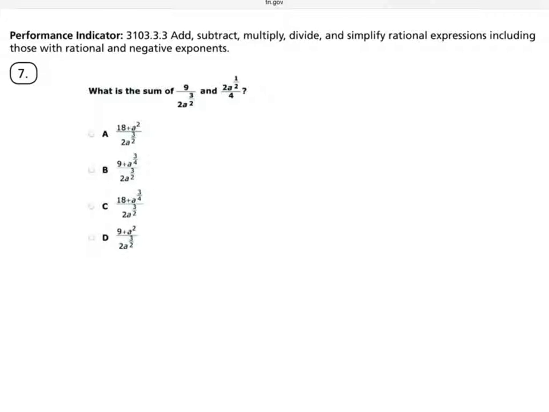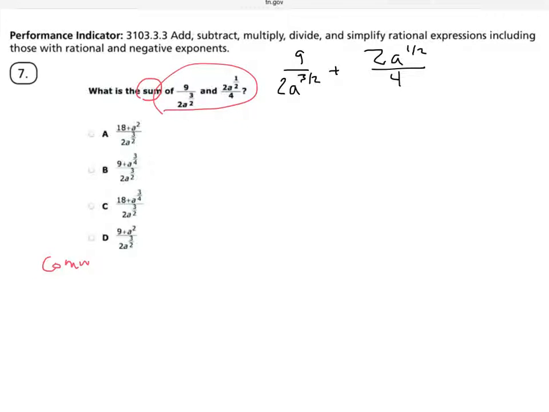Okay, what we need to do here is to sum these two fractions. So I'm going to rewrite it as the sum: 9 over 2a to the 3 halves plus 2a to the 1 half over 4. Then I need to think about a common denominator.